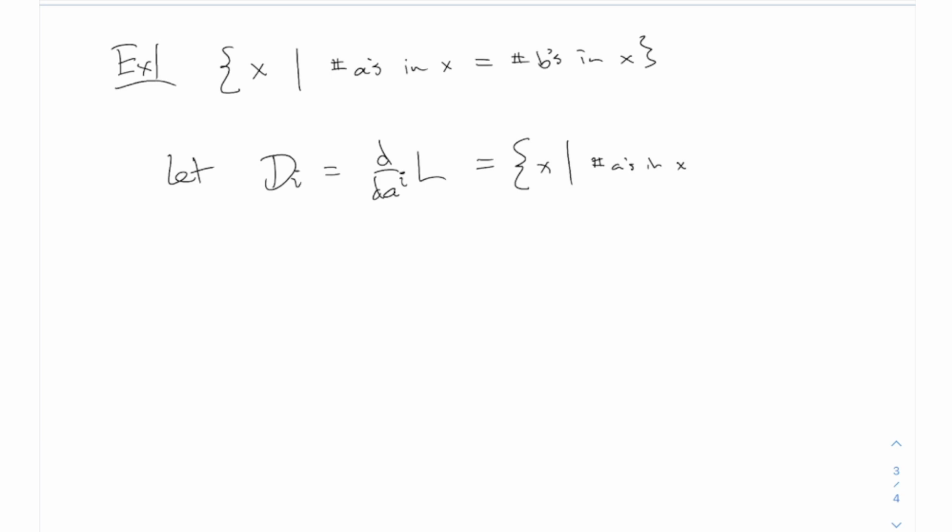The number of a's in x equals the number of b's in x minus i, right? I think that's what he said. Or you could write it the other way around: the number of a's plus i equals the number of b's. That's equivalent.